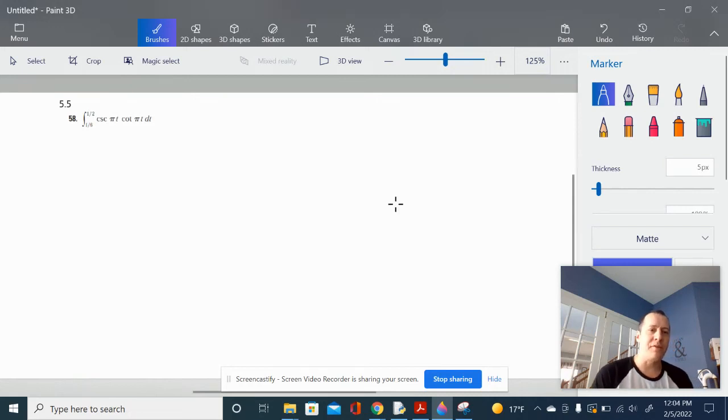This is number 58 from 5.5 in Stewart. The topic here is substitution, and this has a definite integral. You can do substitution here because of the pi t inside.